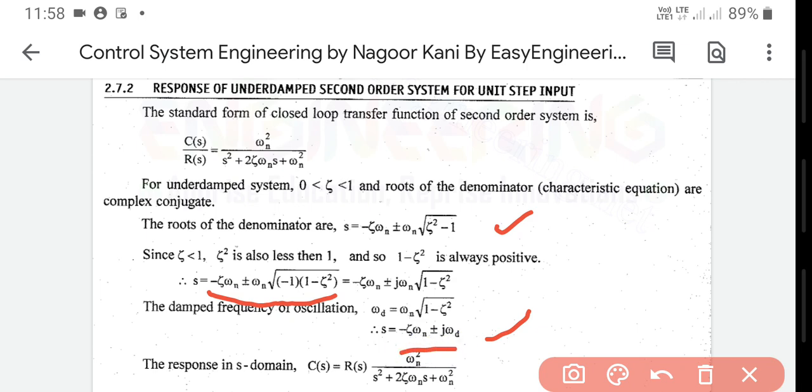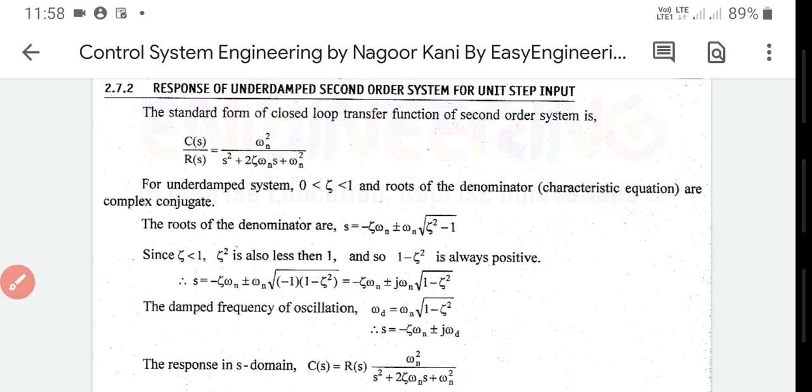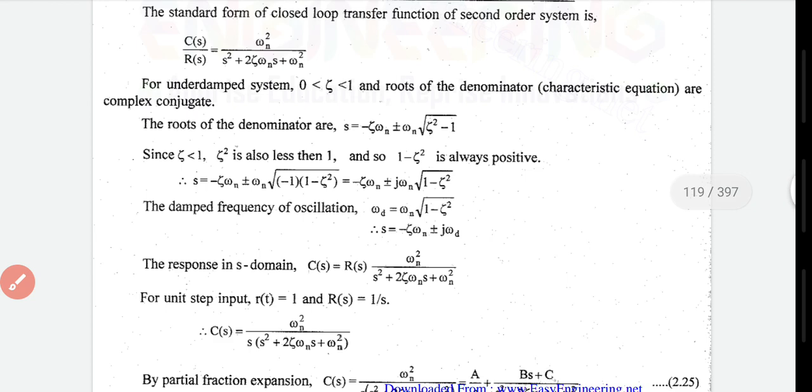Now based on these two roots, you are going to calculate the response of the system. First of all, the response in the S domain: what is the formula? C of S is equal to R of S into omega n square by S square plus 2 zeta omega n s plus omega n square. Substitute the R of S value. What is R of S here? Unit step. You have considered the unit step response.